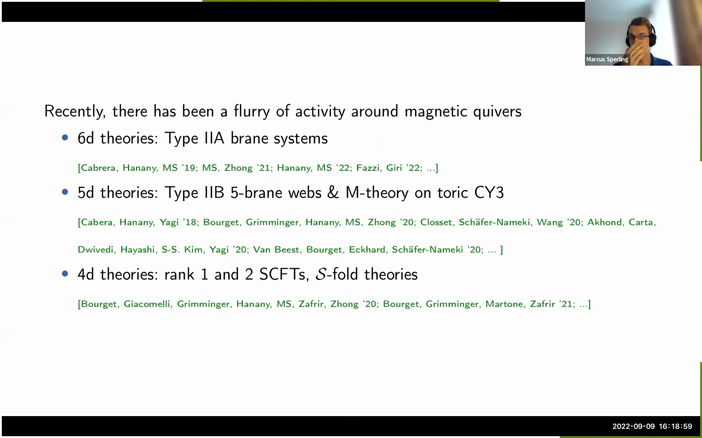Right, now is either the time for questions or just to show you that this has been going on recently for quite a bit. There are various groups that have been working on various aspects. So there's the 6D story that I'm going to be telling you today. There's something in 5D, which we have been working on, brane webs, but also people have been working on M-theory and on toric Calabi-Yau. Or we can even go to 4 dimensions and address some of the proposed classifications of the rank 1 and rank 2 SCFTs or the class S theories. But this is sort of advertisement to show you it has been going on for quite a bit now.